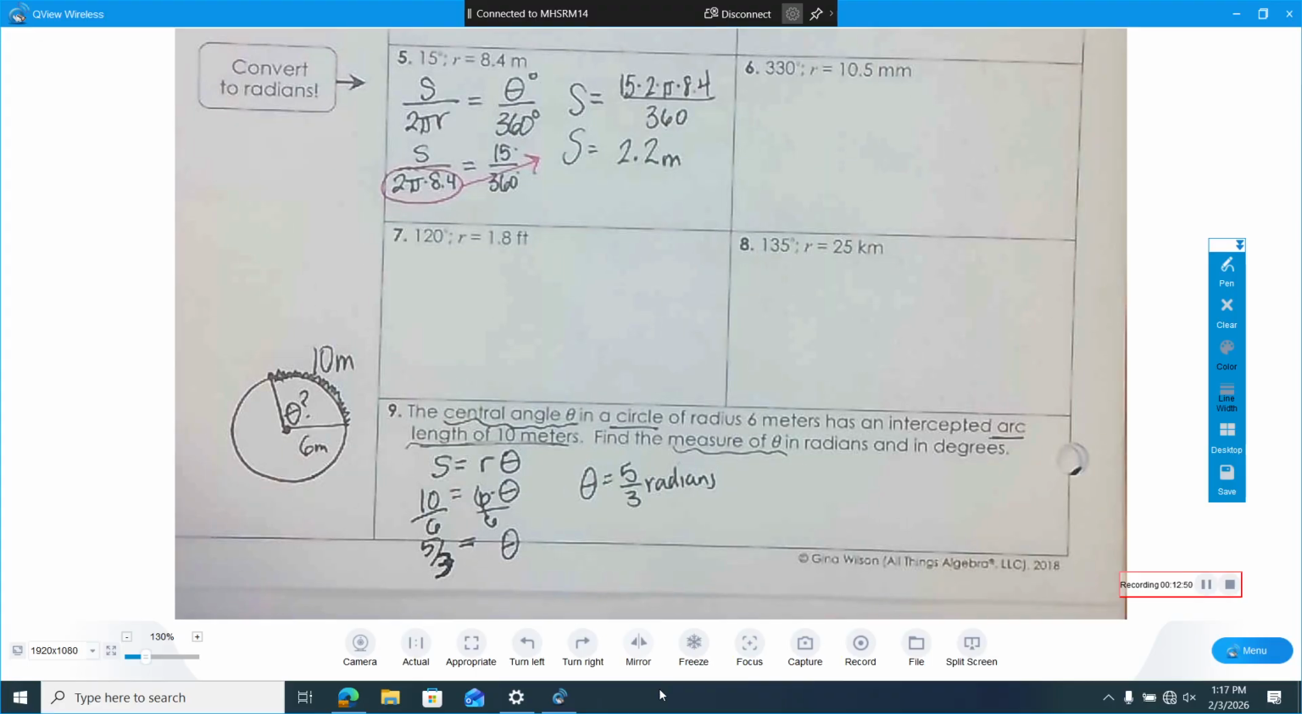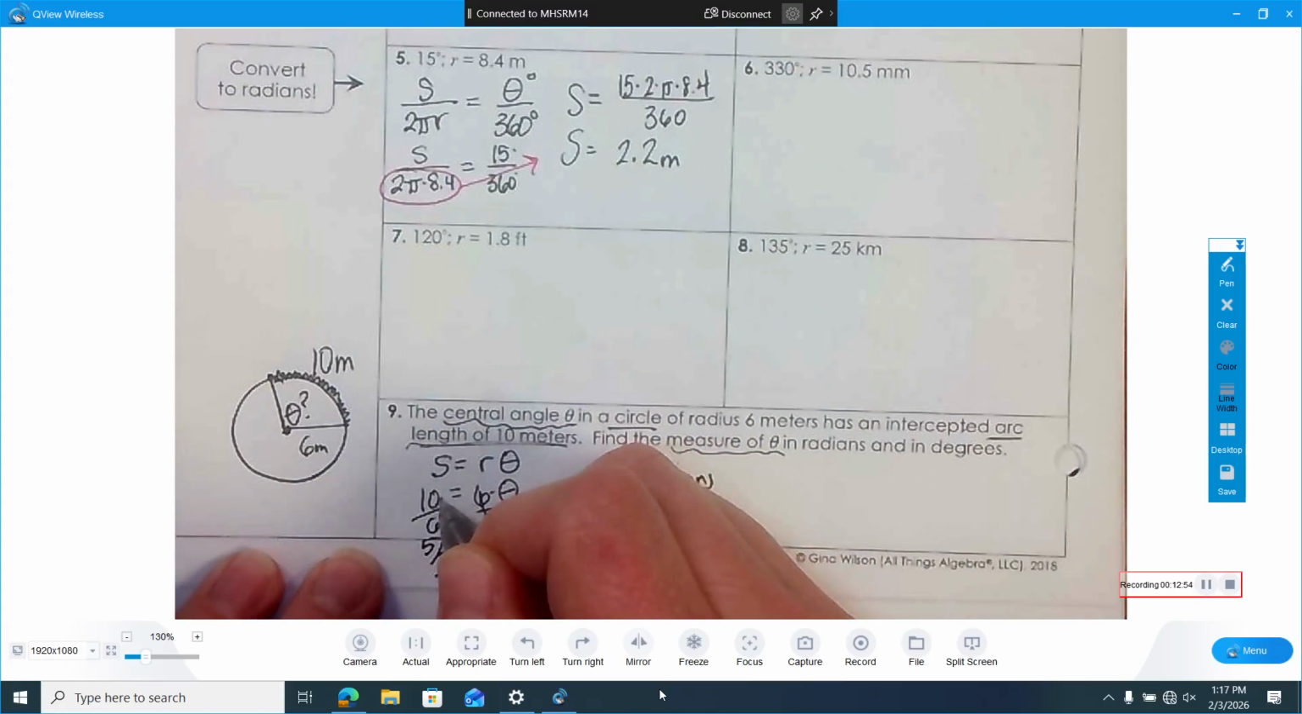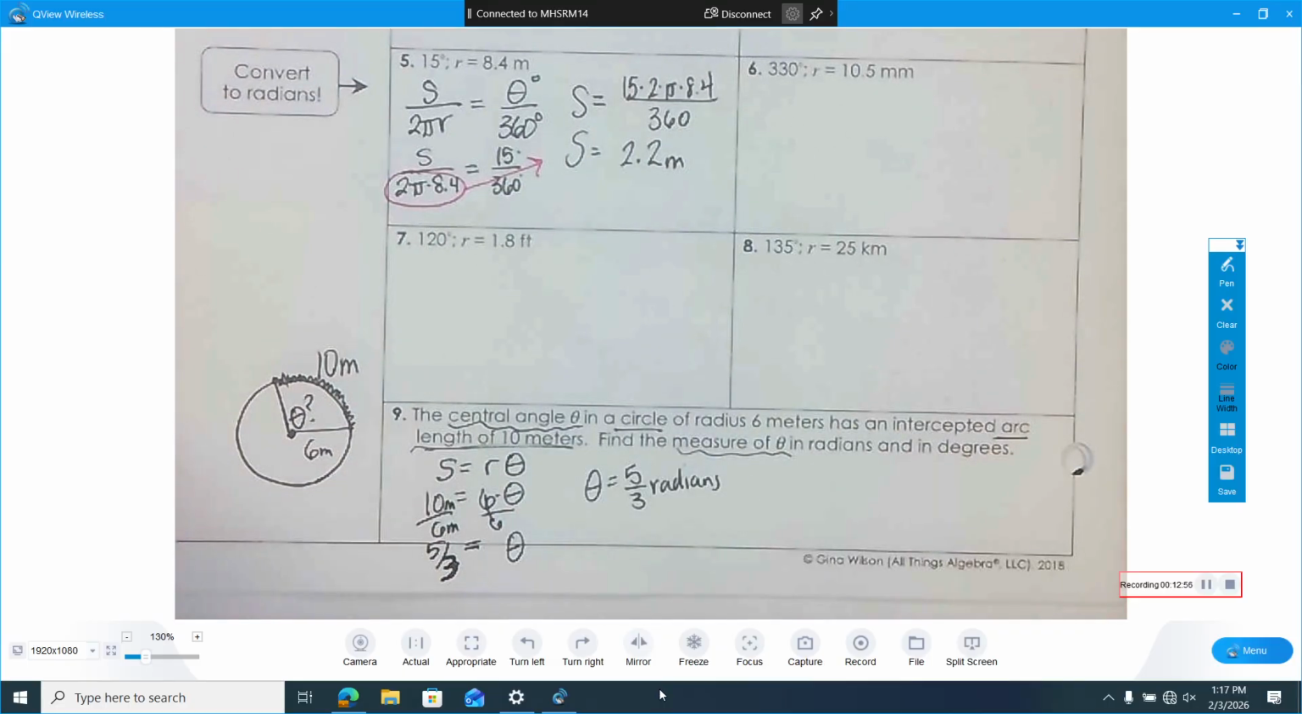Radians technically is unitless. It doesn't have any units, and you can see that here because we had 10 meters and 6 meters. What happens to the meters? They cancel out. Yeah, so radians actually turns out to be a unitless measure, which is kind of cool. It absorbs whatever measure you use, which is really kind of interesting.